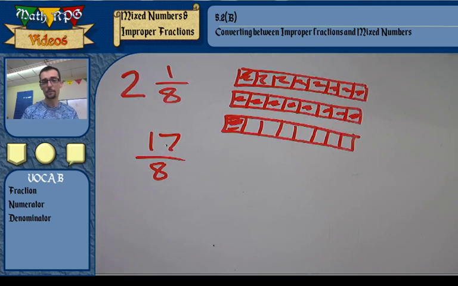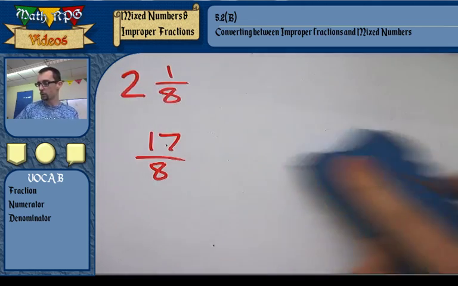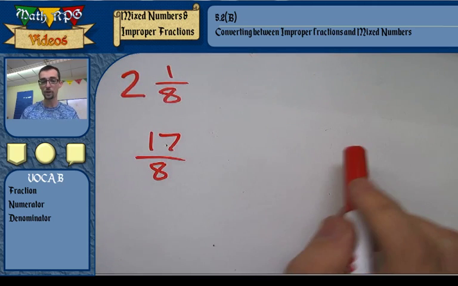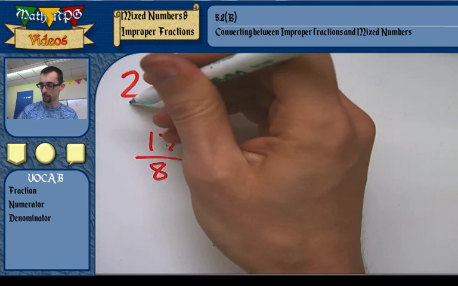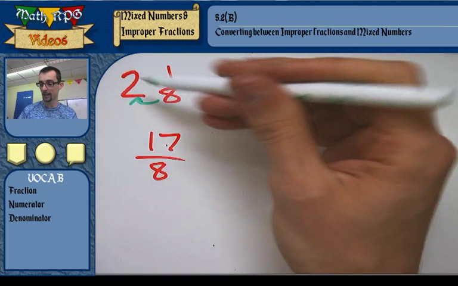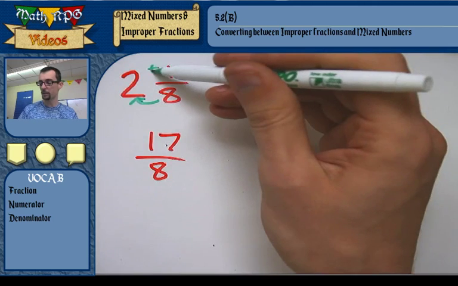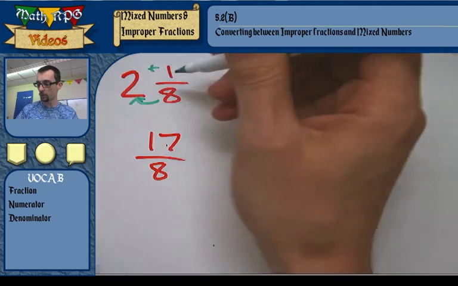Again, Mr. Baker, that makes sense. That's pretty good. I could do that, but what if it was something really big and I didn't have time to draw all these pictures? Well, what we're really doing here is multiplying, right? You might not have counted up 8 twice. You might have just done 2 times 8. So what you really did was multiply 8 times 2. You multiplied your denominator times your whole number, and then you added that extra 1 from the fraction that wasn't filled in yet, right?